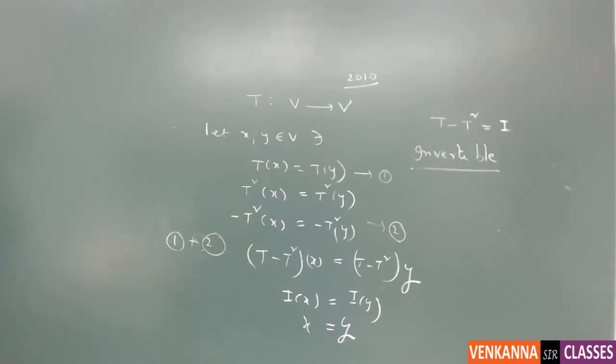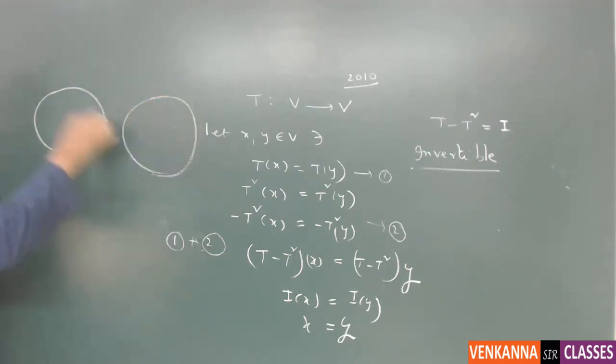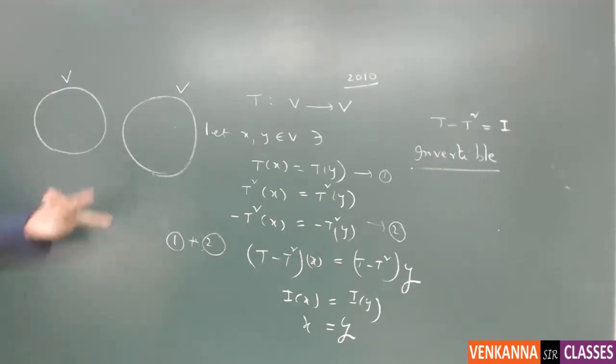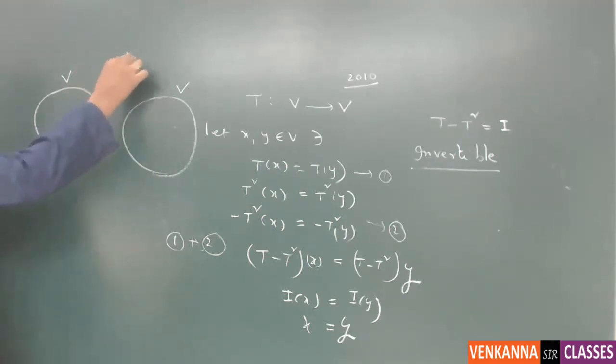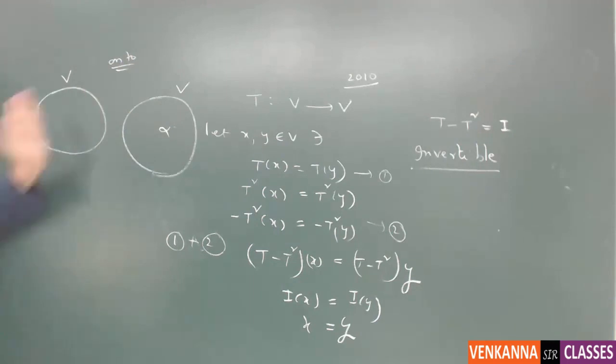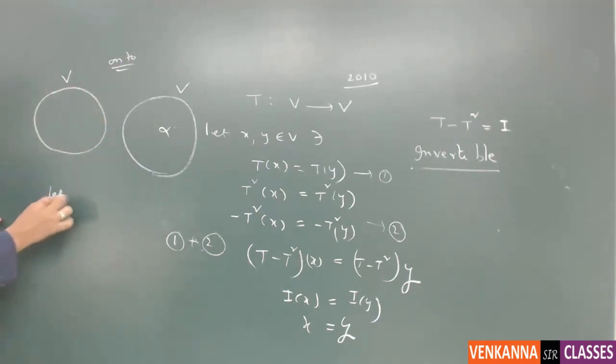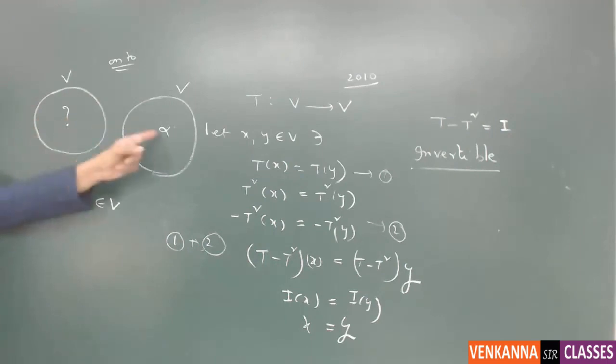Now we have to go for the onto part. So if you observe that the function is an operator from V to V itself, that means input and output both will belong to the same set. So for onto, I will take a value alpha in the codomain. So I should find something here so that if I apply T, I should get alpha. Accepted? That is the criteria of onto.